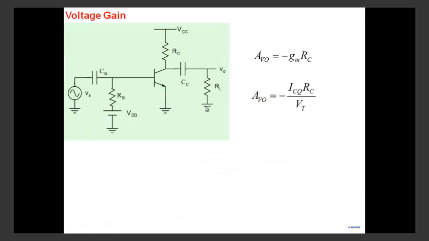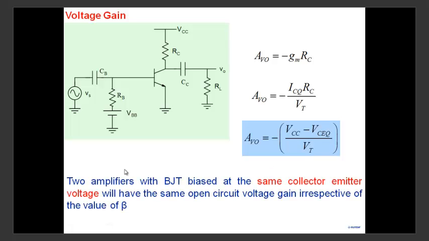Let's redo the derivation. AV0 is minus GM RC. AV0 is again minus ICQ RC by VT. ICQ RC is the drop across this particular resistor here. So I can write it as VCC minus VCQ by VT. AV0 is minus VCC minus VCQ by VT. Two amplifiers with BJT biased at the same collector-emitter voltage will have the same open circuit voltage gain irrespective of the value of beta.